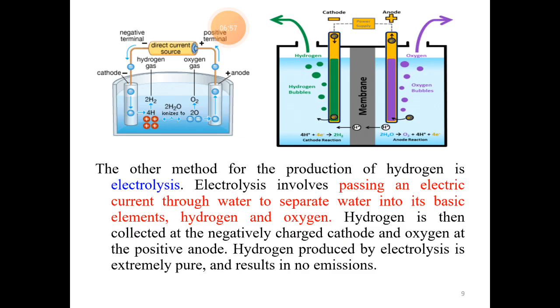The other method of hydrogen production is electrolysis. Electrolysis involves passing an electric current through the water to separate the water into the basic elements such as hydrogen and oxygen. We know that H2O is water, which can be separated by the electrolysis process. The hydrogen is then collected at the negatively charged cathode and oxygen at the positively charged anode, and hydrogen produced by electrolysis is extremely pure, and this results in no emission of greenhouse gases or any other pollutants. Here is a picture which indicates the process of electrolysis of water to produce hydrogen.